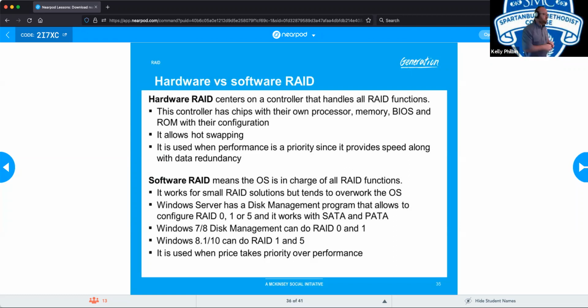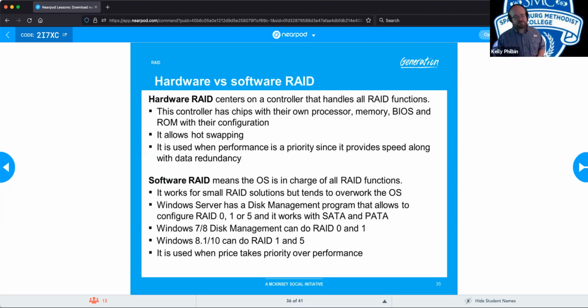Now, old versions of Windows Server, which is kind of becoming a legacy, allow for RAID 0, 1, and 5 and work with both SATA and PATA connectors. In Windows 7 and 8 in disk management, you can build up a RAID 0 or 1. 8.1 and 10 allow for RAID 1 and 5. And as we stated, RAID 5 is the most popular because it is one of the most economical ways to do it, as well as offering the highest performance. But you would use an operating system or software RAID when price is more of a consideration rather than performance.